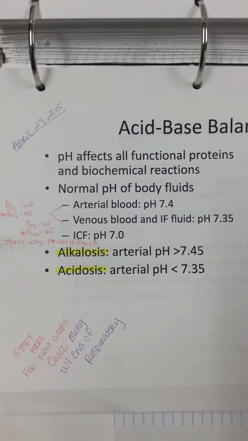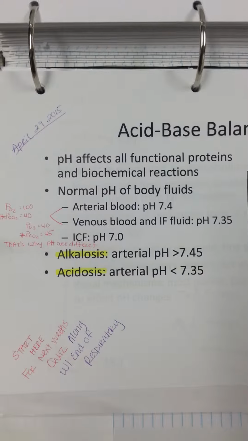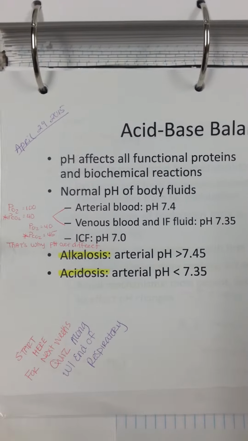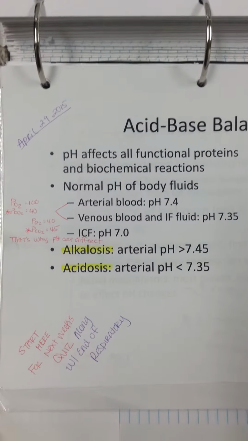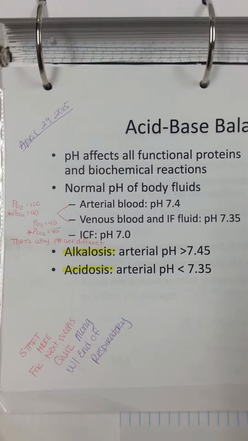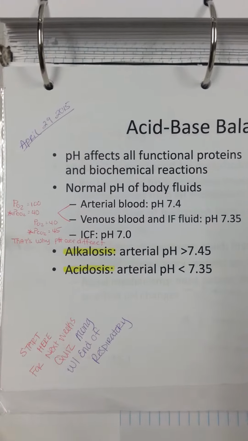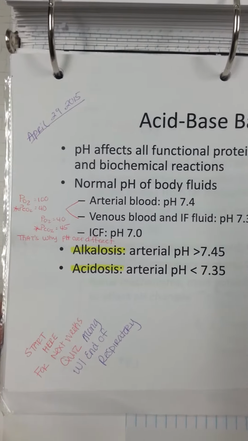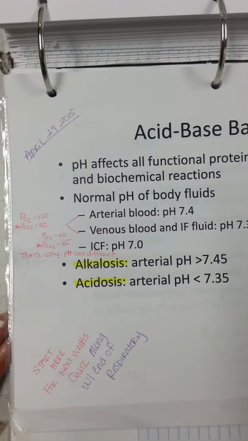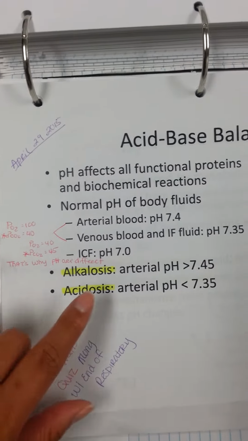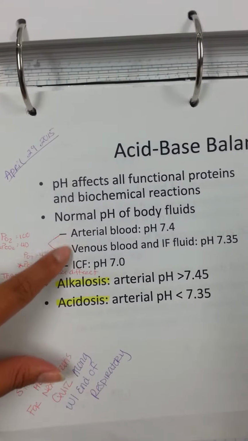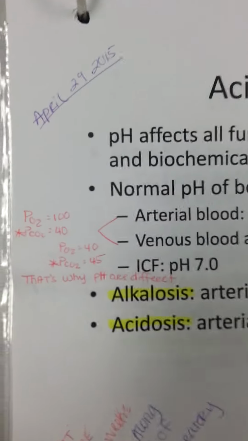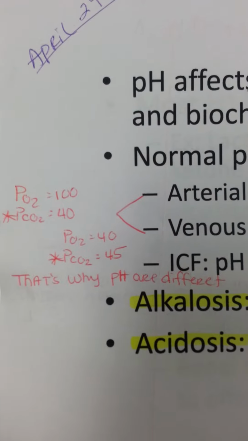Alkalosis is arterial pH that is greater than 7.45, so anything that has a pH over 7.45 is alkalosis, and acidosis is arterial pH less than 7.35. Now we have the reason why these two, the pH is only slightly different, is because of this.